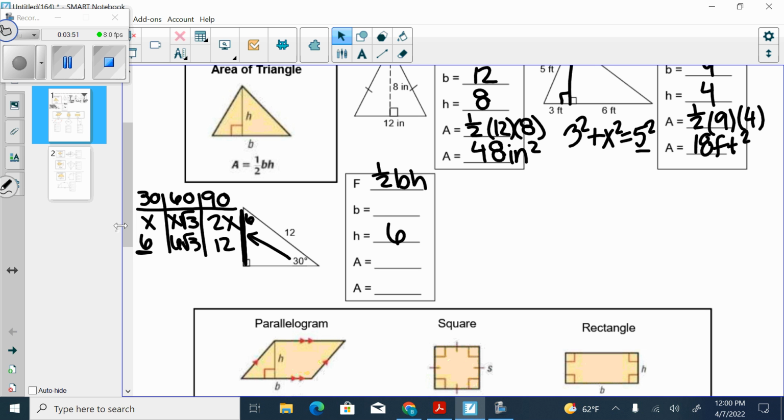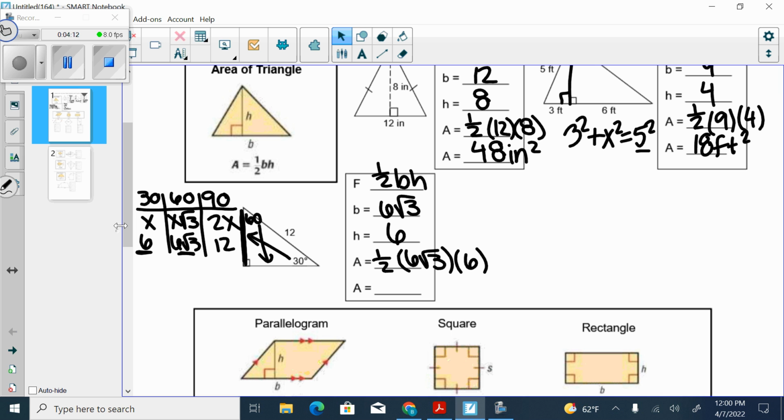The 60-degree angle would have to be here. The side across from that is the bottom, which is what we would consider to be the base, which we said was 6 square root of 3. So we've got 1/2 times 6 square root of 3 times 6.